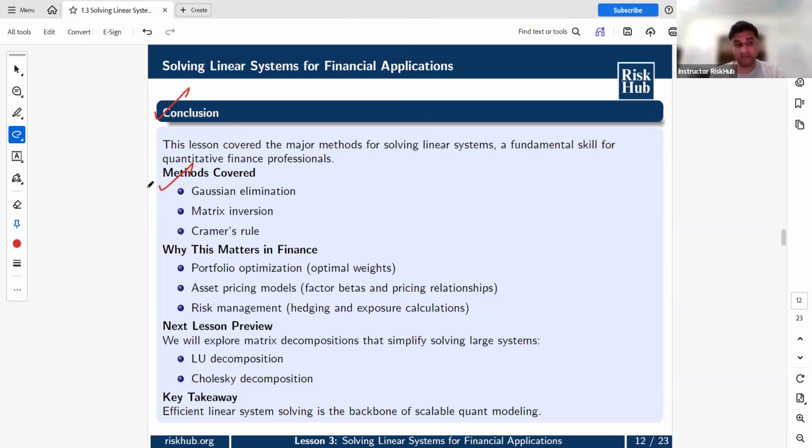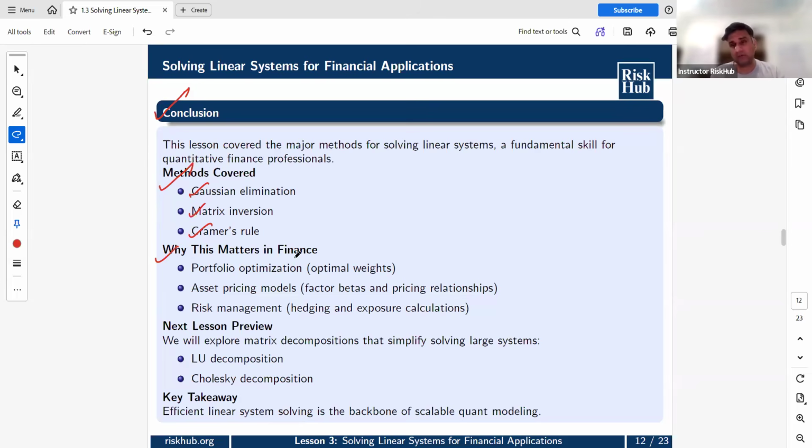Then we have matrix inversion, right? Matrix inversion is conceptually elegant and useful theoretically, but avoided operationally at scale. Then we have Cramer's rule, beautiful for understanding determinants, useful in small examples, interview discussion, and conceptual learning, but not scalable. And why does this matter in finance?